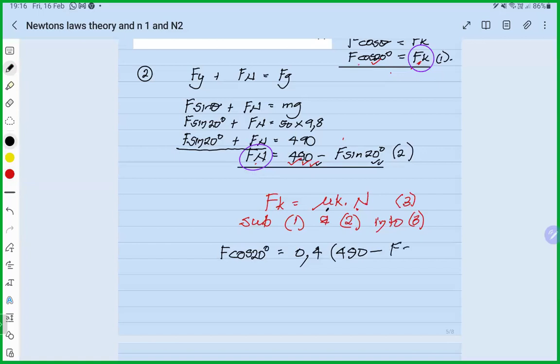minus F sine 20. Now, if you look at this equation here that we set up, I'm just going to put this in a little yellow block here. This equation here has got only one variable in it. And that singular variable is F. So if you plug this in your equation solver, you should be able to solve for F. I'm not going to do all the maths. You don't need it for physics. Plug this into your equation solver and give me the answer for F, please.